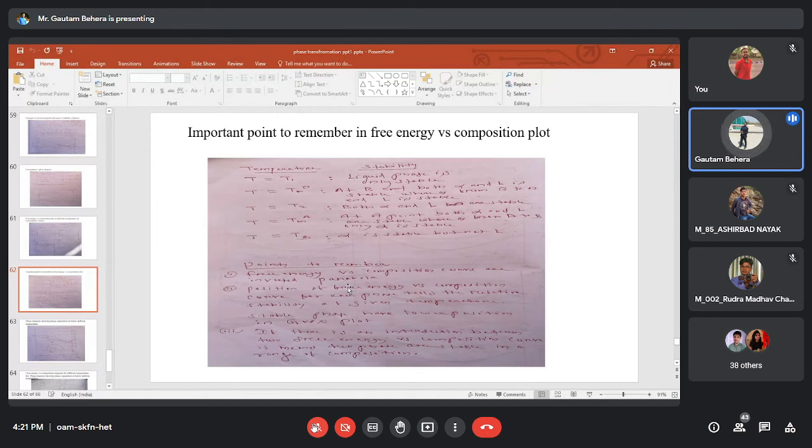So now what are the important points to remember? So you have to remember some important points. The first important point is free energy versus composition curves are inverted parabola. You people have understood up to this? Whenever you are drawing a free energy per mole versus composition curve, they will be basically inverted parabola. From the previous lecture you have seen, right?